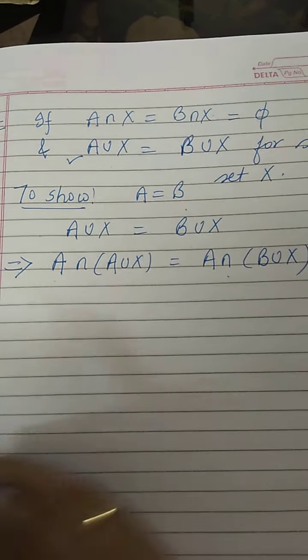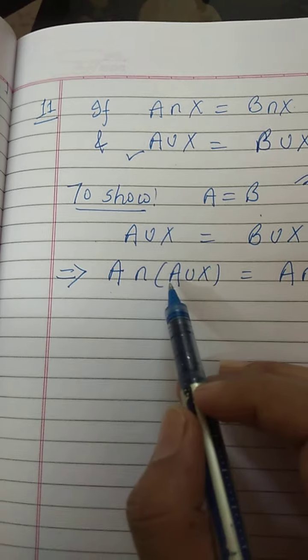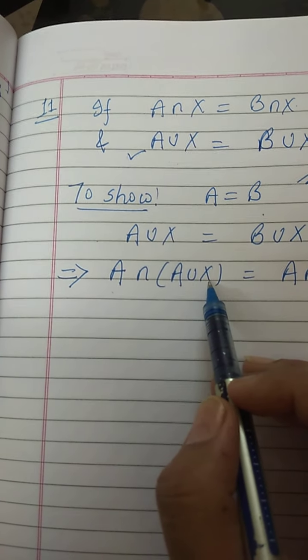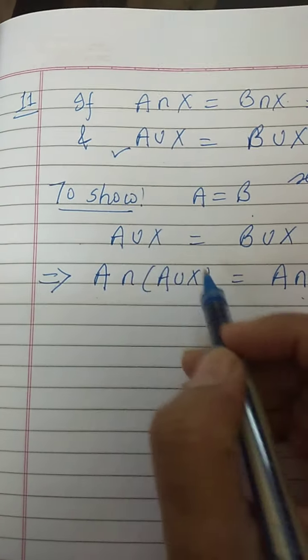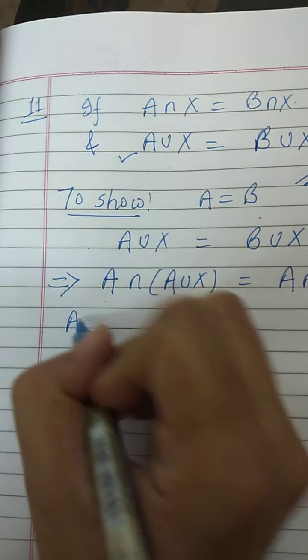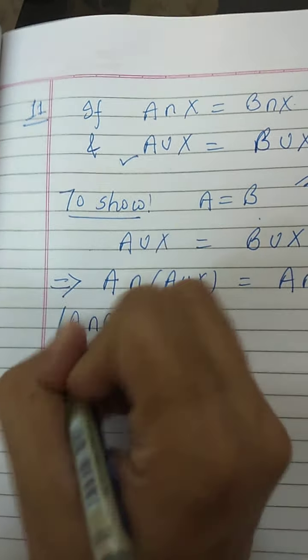Now we know the distributive property. Let me show you here. A intersection B union C is A intersection B union A intersection C. So here also we have A intersection A union X. Here the same set is there and there is the second set X. So when I apply the distributive law here, we will get A intersection A union A intersection X. Similarly here A intersection B union A intersection X. So we have applied the distributive law.